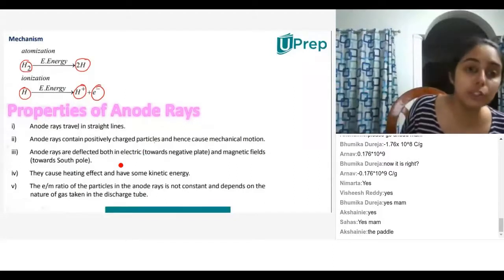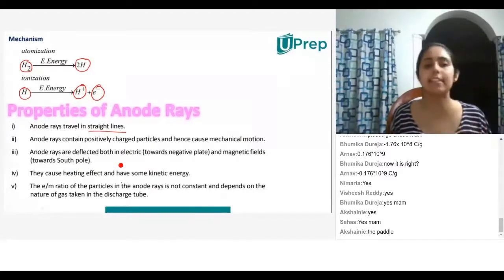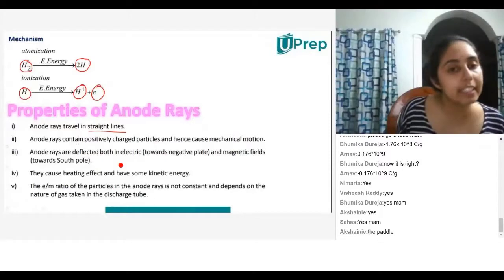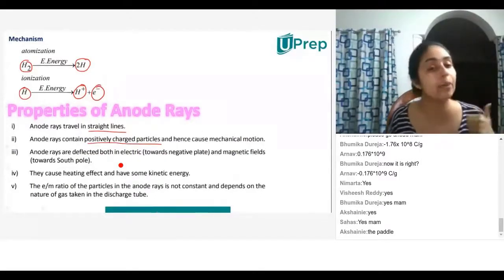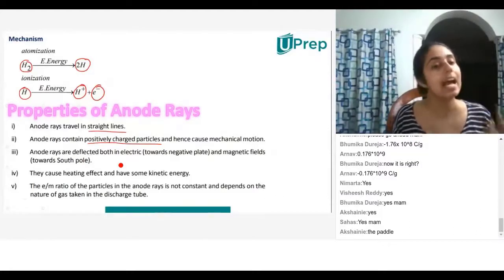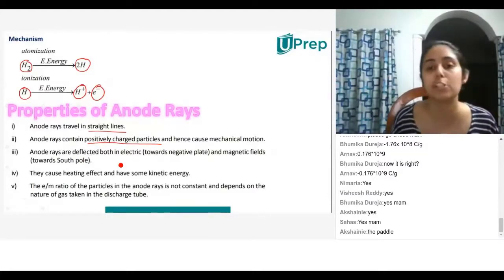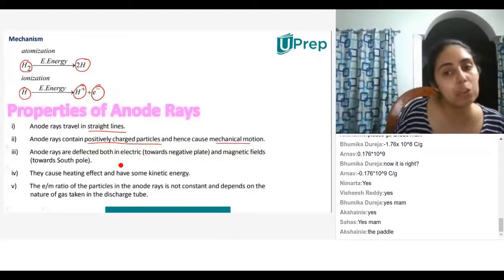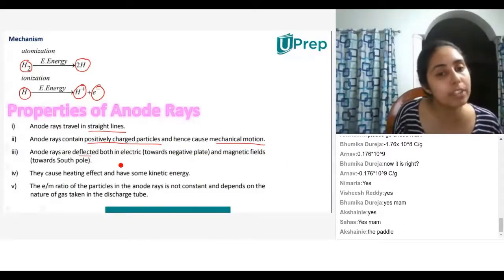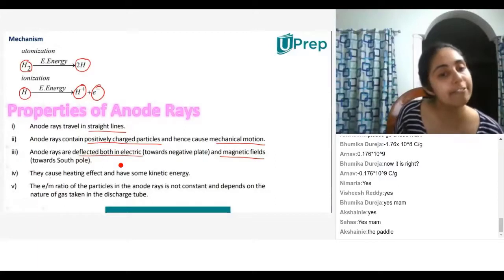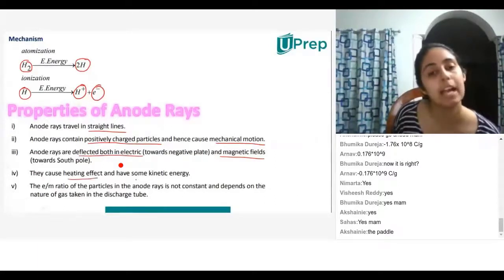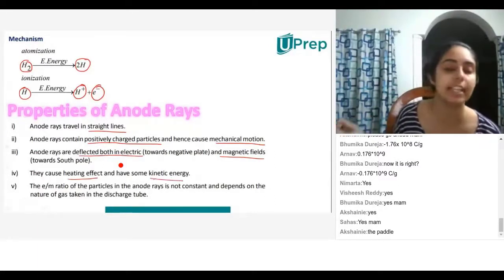Anode rays also travel in straight lines, just like the cathode rays. Anode rays contain positively charged particles, unlike cathode rays, which contain negatively charged particles. They cause mechanical motion just like the cathode rays. Anode rays are deflected both in an electric field as well as a magnetic field, just like the cathode rays. They cause a heating effect, the same, and they have kinetic energy just like cathode rays.